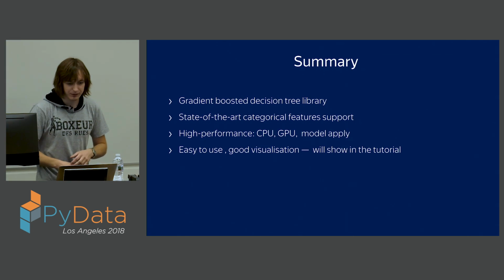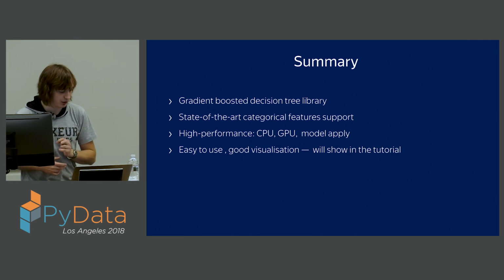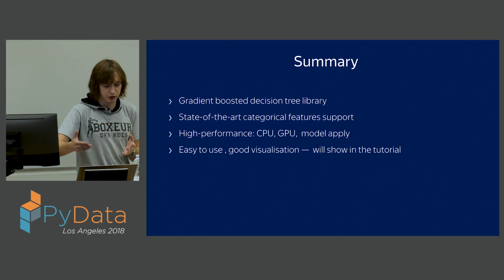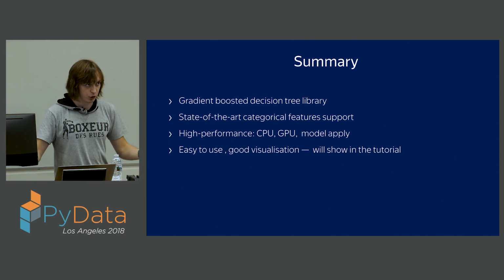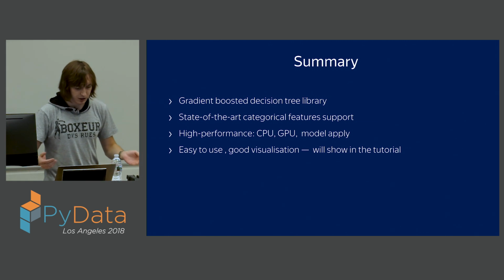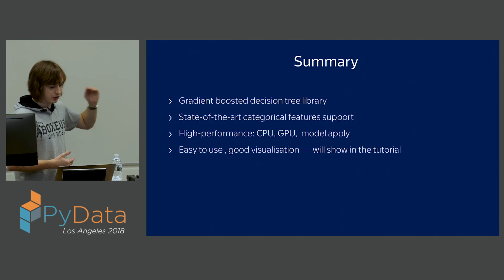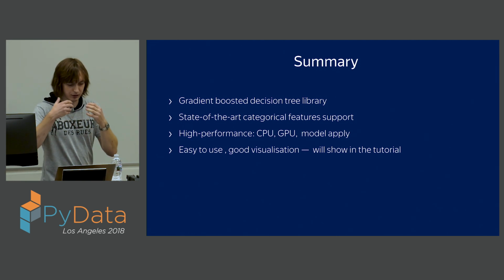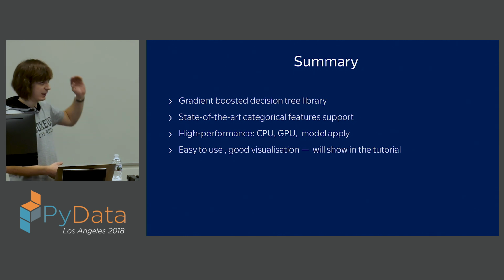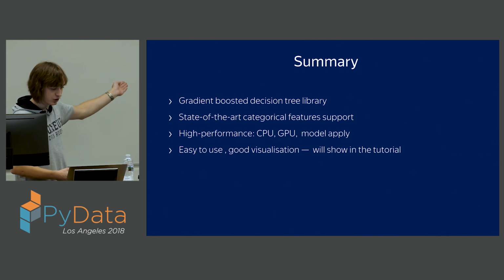Okay, so a brief summary of everything I talked about. Today we will talk about a gradient boosted decision tree library, CatBoost. It works with numerical features like any boosting library, but we can also work with categorical features. We provide state-of-the-art quality for categorical features.